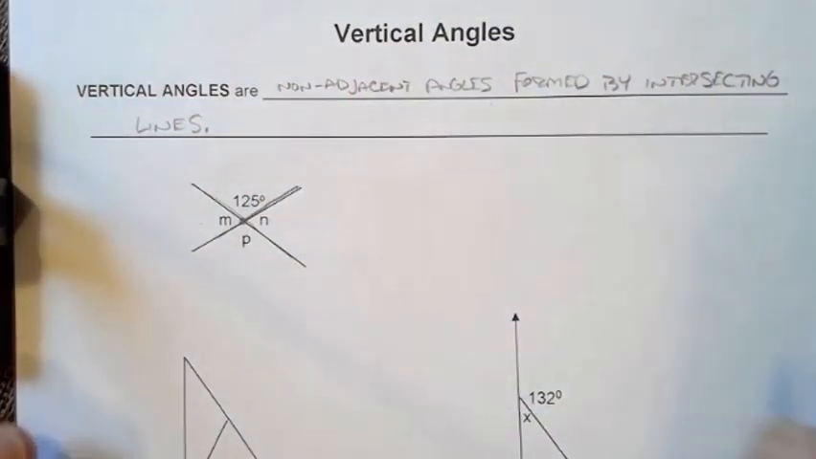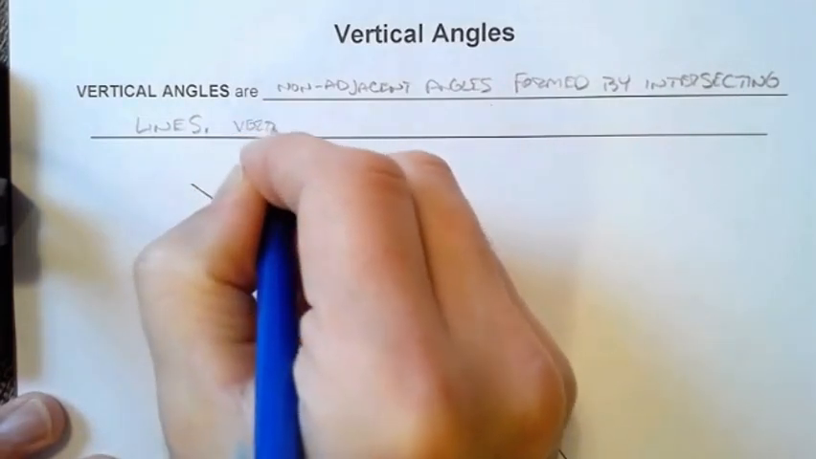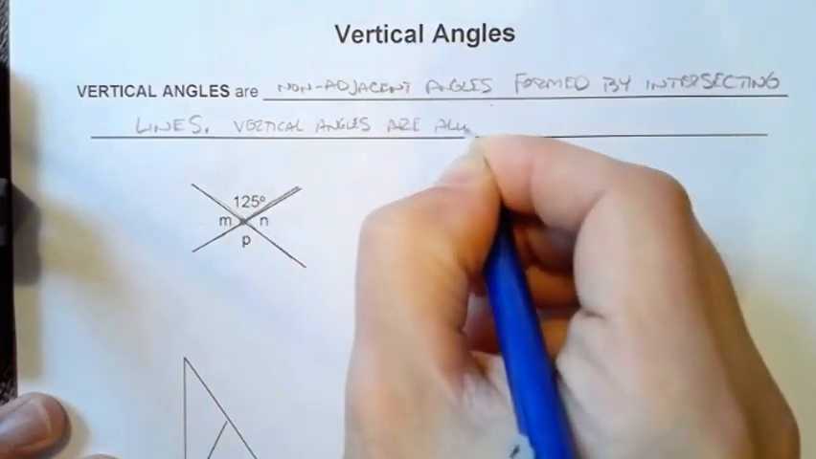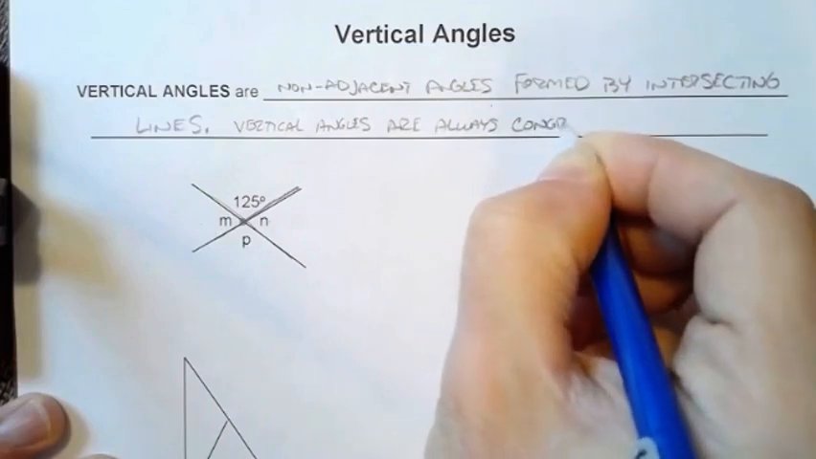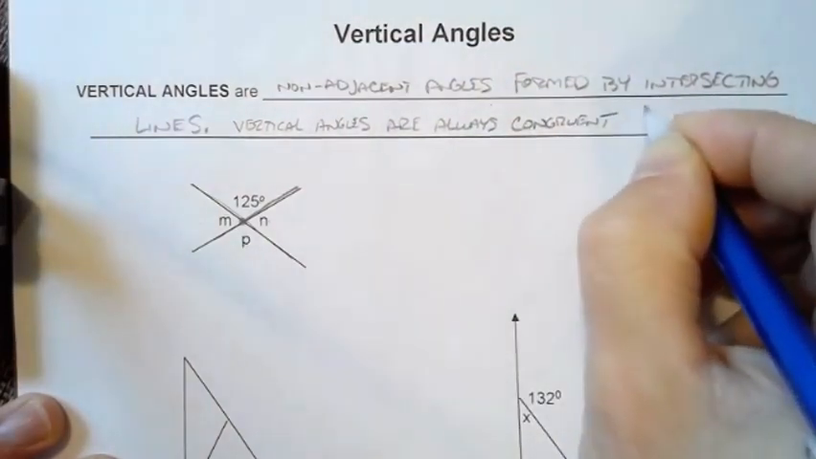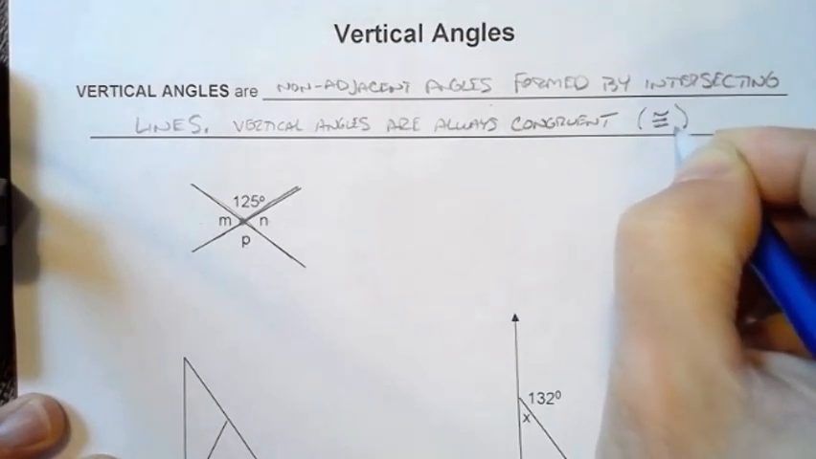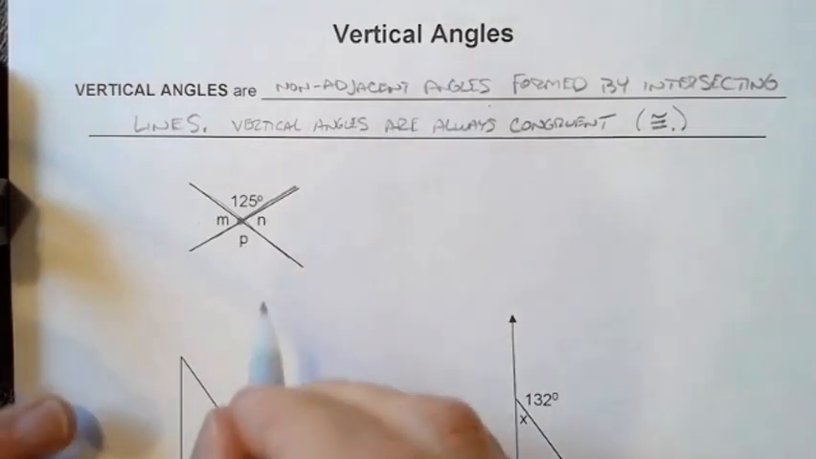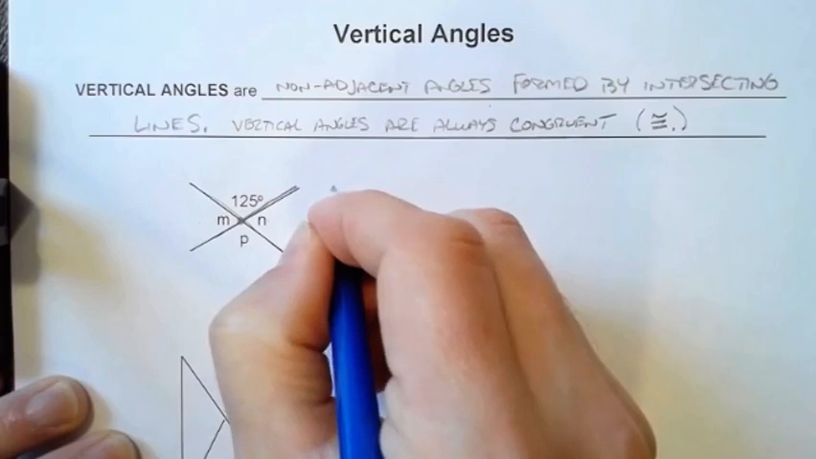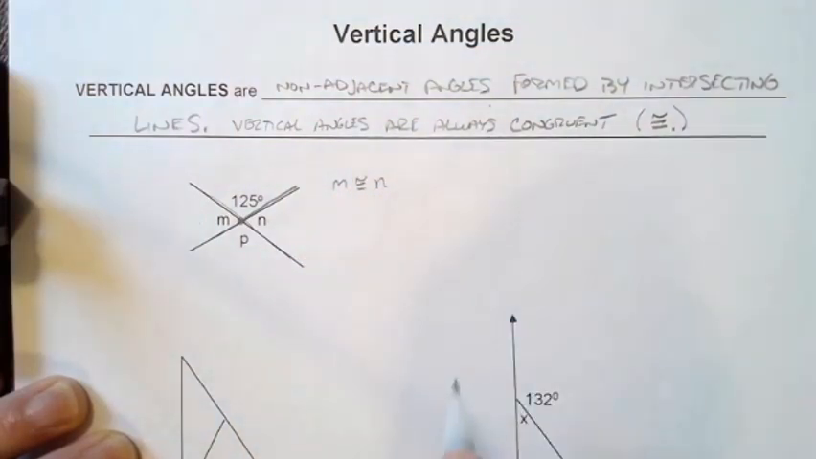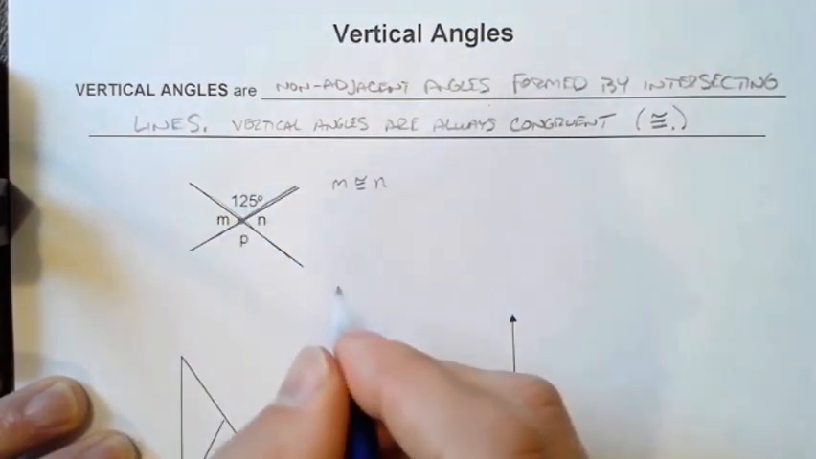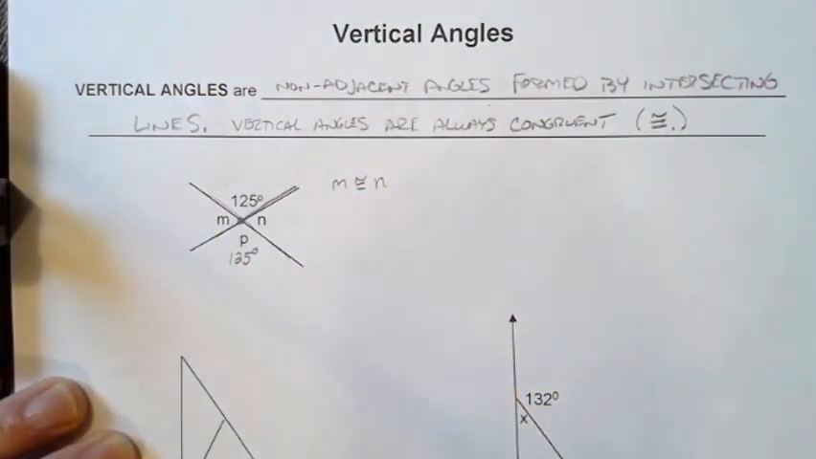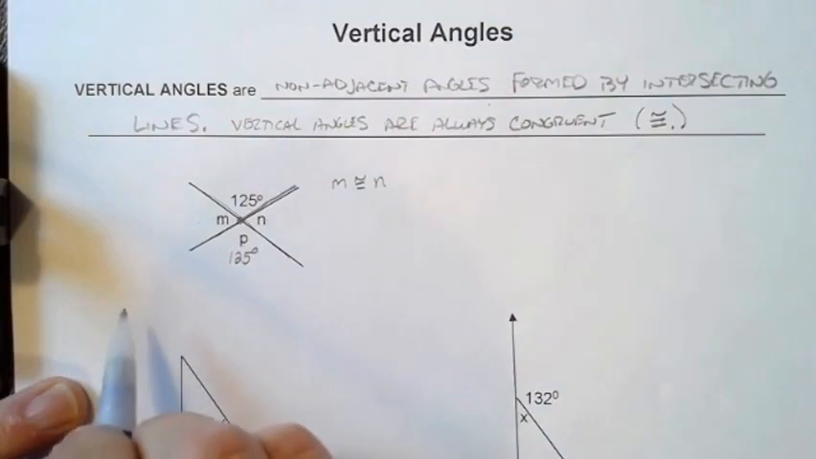And one nice fact that's true about vertical angles: vertical angles are always congruent to each other. Vertical angles are always congruent, and the congruent symbol looks like that. All right, it's like an equal sign with a tilde on top of it. All right, so that's the symbol for congruent. So in this picture, I know that the measure of angle M is congruent to the measure of angle N, and I know that angle P and 125 degrees are congruent to each other, so angle P must be a 125-degree angle.